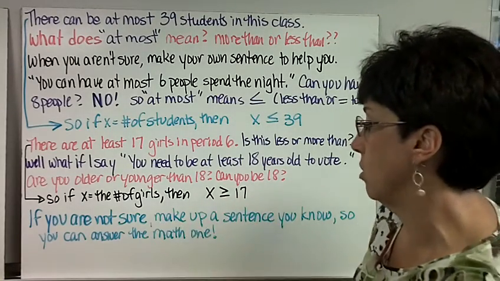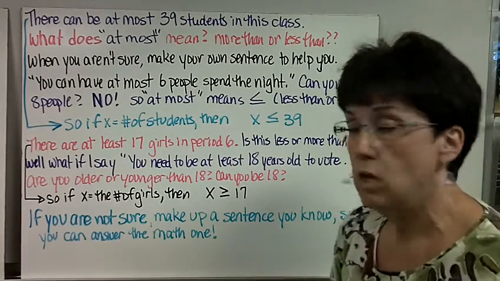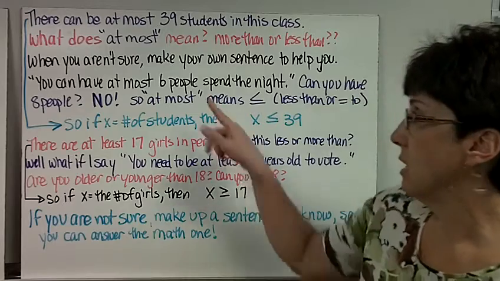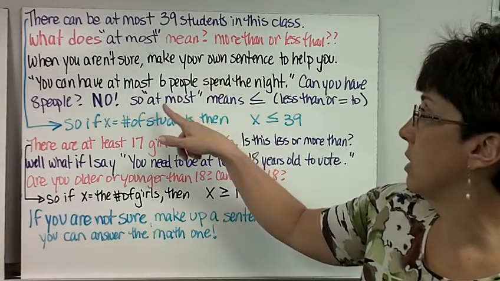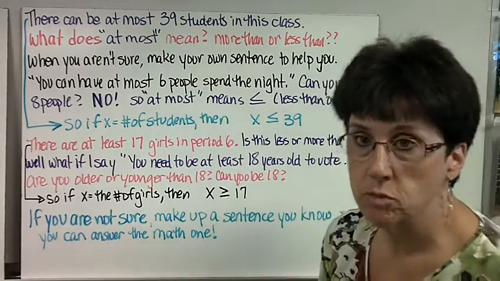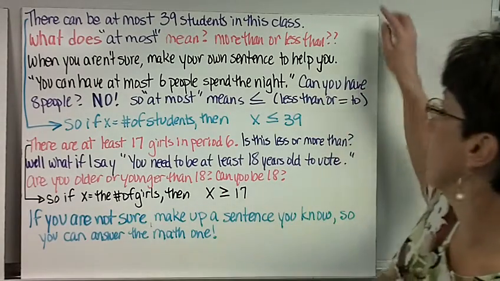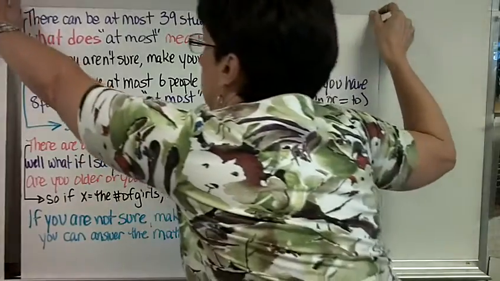So if you're not sure, make up a sentence you know so that you can answer the math sentence, okay? And I'm sure you can think of a sentence like, you can have at most 6 people spend the night, or you need to be at least 16 to get your driver's license, or something like that. All right.